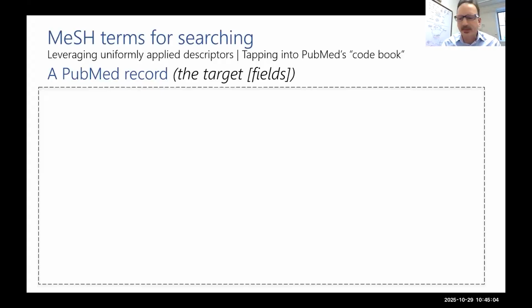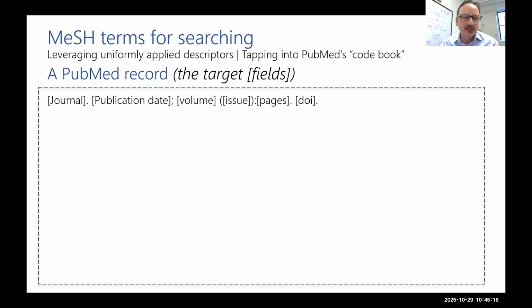So just a little bit about how the PubMed record is structured. It's structured in parts or elements, and most of these parts are searchable. These are referred to as fields. So there's a journal name field, there's a publication date field, a volume field. That appears in a PubMed record like this, where we have the journal name and when it was published and the DOI and so forth.